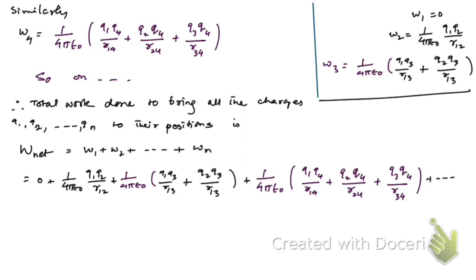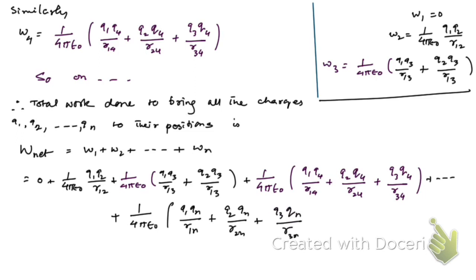So what is going to be wn? If you see the pattern, 1 by 4 pi epsilon naught, what is going to be wn? You're going to have q1 qn by r1n plus q2 qn by r2n, then plus q3 qn by r3n, and so on. That's what we're going to have.